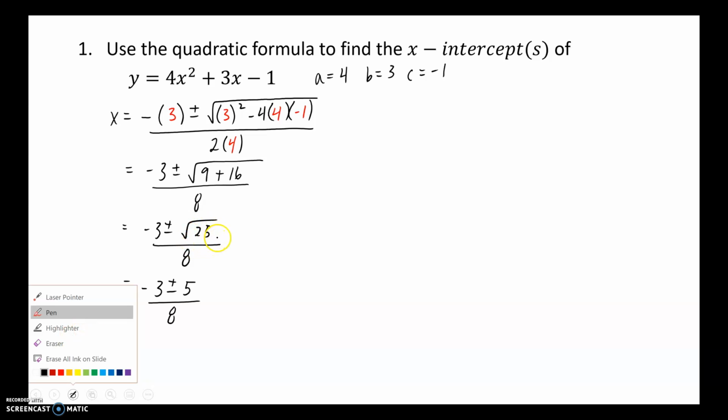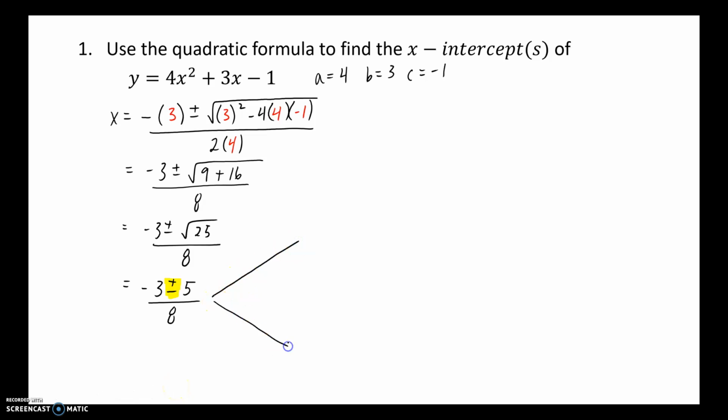So the number underneath the radical was positive, so I better be able to get two solutions. Where do my two solutions come from? That's the significance of this plus or minus. Now let's finish this. So what that means, I take -3, I add 5 to it, and then divide by 8 for one solution. Then I take -3 and subtract 5 from it and divide by 8 for the second solution. So that plus or minus, you're not going to find a plus or minus button on your calculator. That plus or minus is what tells you that two answers exist.